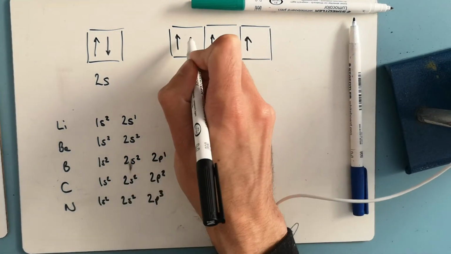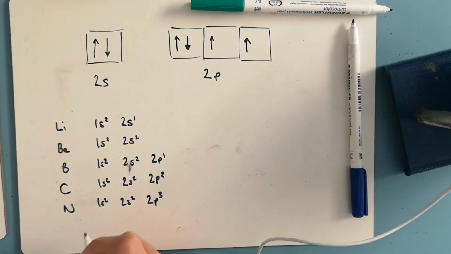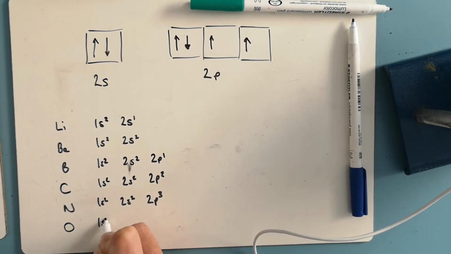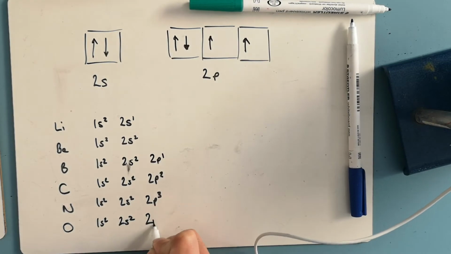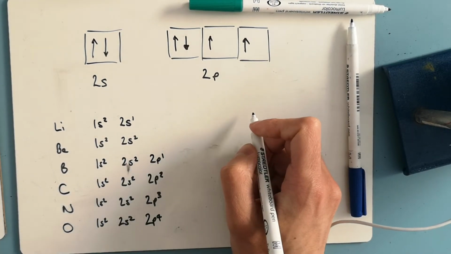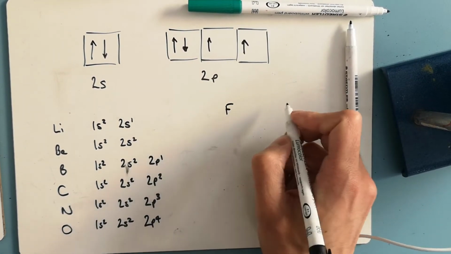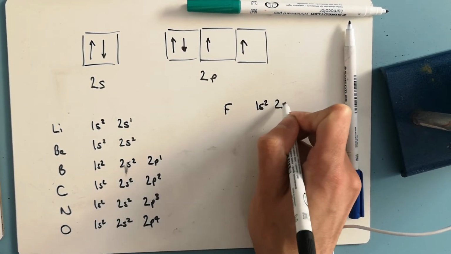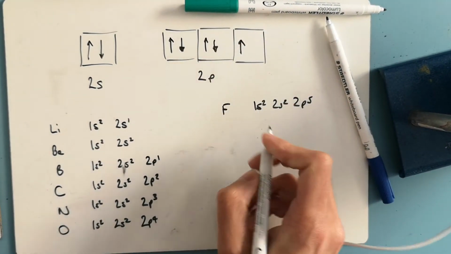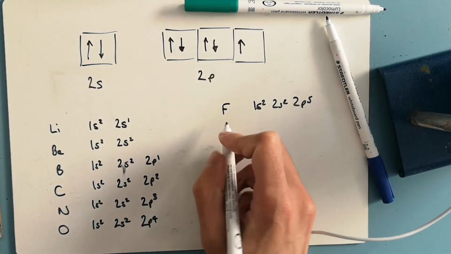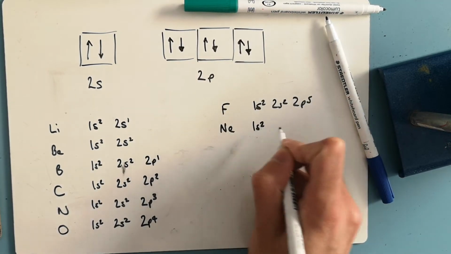Now oxygen comes back, and it has no choice. It has to go into that orbital. There's no other space for it, even though this electron is pushing this electron away. They're both negatively charged, so there's some repulsion there, and that's important later on. We'll look at some of the properties. Fluorine then is 1s2, 2s2, 2p5 with its fifth electron going into that middle orbital, and then neon fills everything, which makes it nice and stable.